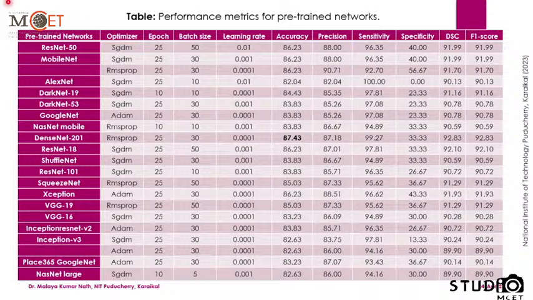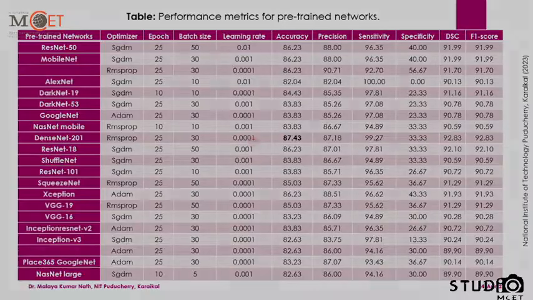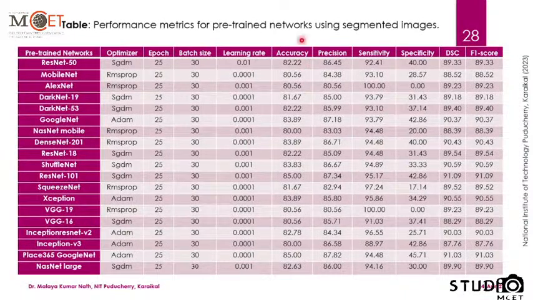So for all the pre-trained networks, for different optimizers, different epochs, different batch sizes, as well as different learning rates, the accuracy, precision, sensitivity, specificity, Dice similarity coefficient, as well as F1 score have been computed and reported. It is found that DenseNet 201 provides the highest accuracy of 87.43% for the RMSprop optimizer with an epoch of 25, batch size of 30, and learning rate of 0.001. So here is the performance metric for the pre-trained networks using the segmented result.